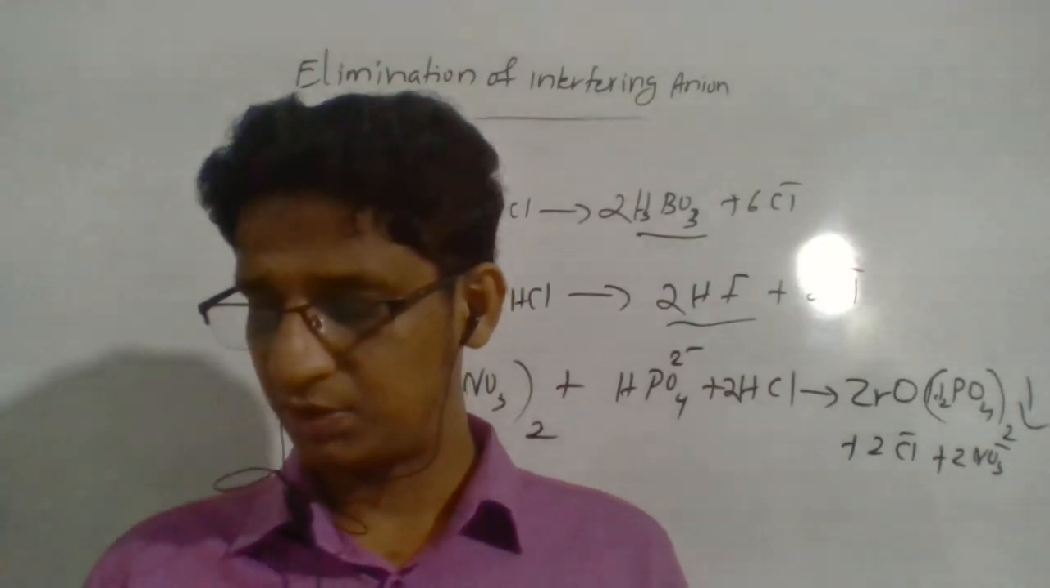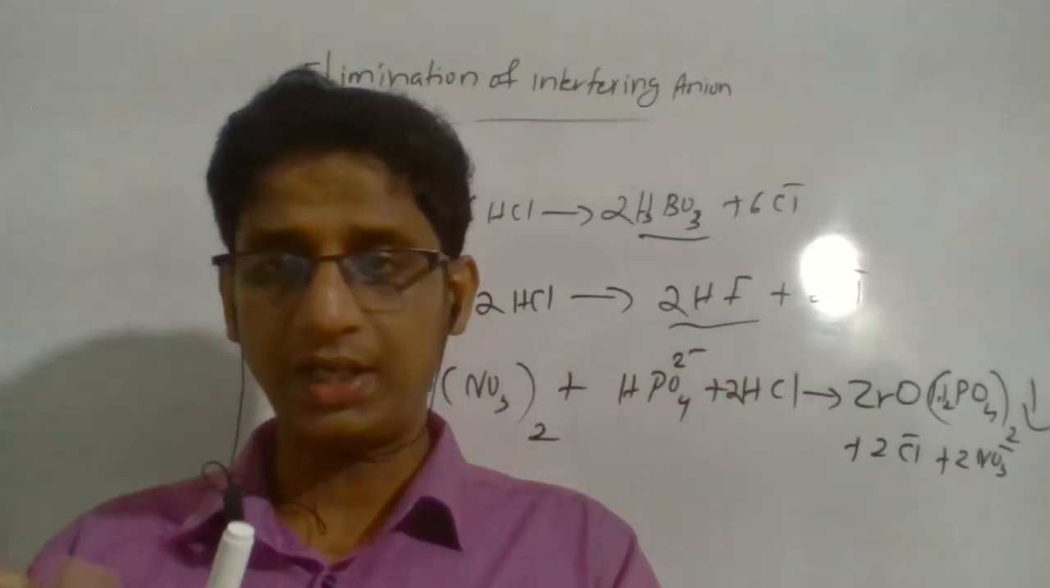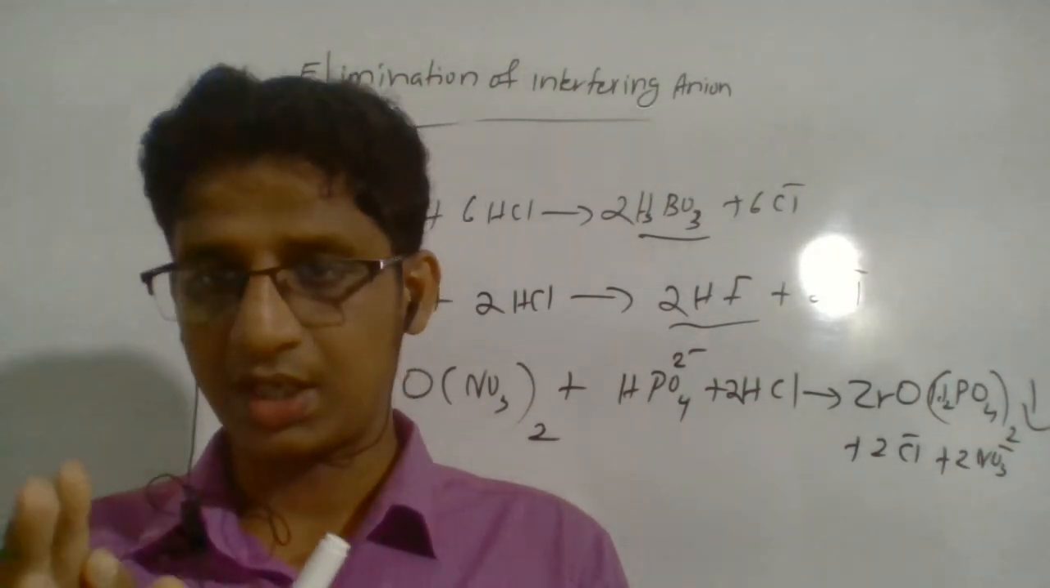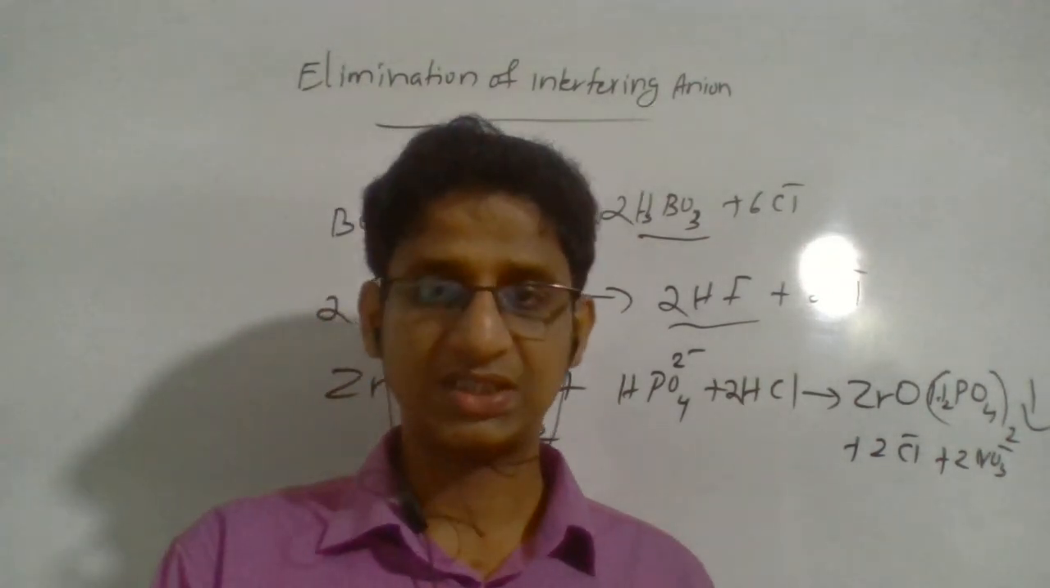Okay, let us wind up now. There are two ways you can eliminate phosphate: by treating with ferric chloride and by treating with zirconium nitrate or zirconium chloride. Using these two reagents, you can eliminate phosphate. Okay. Thanks for listening. Let us wind up.